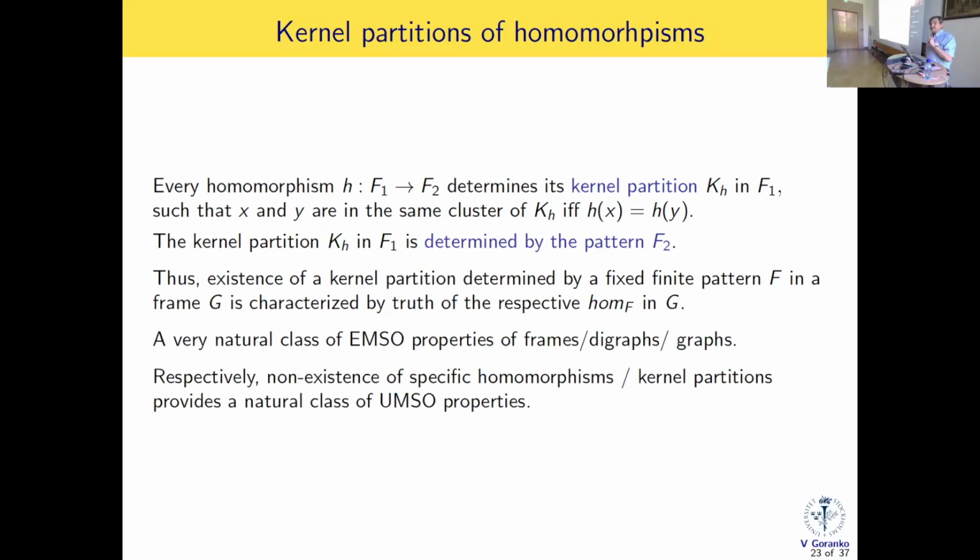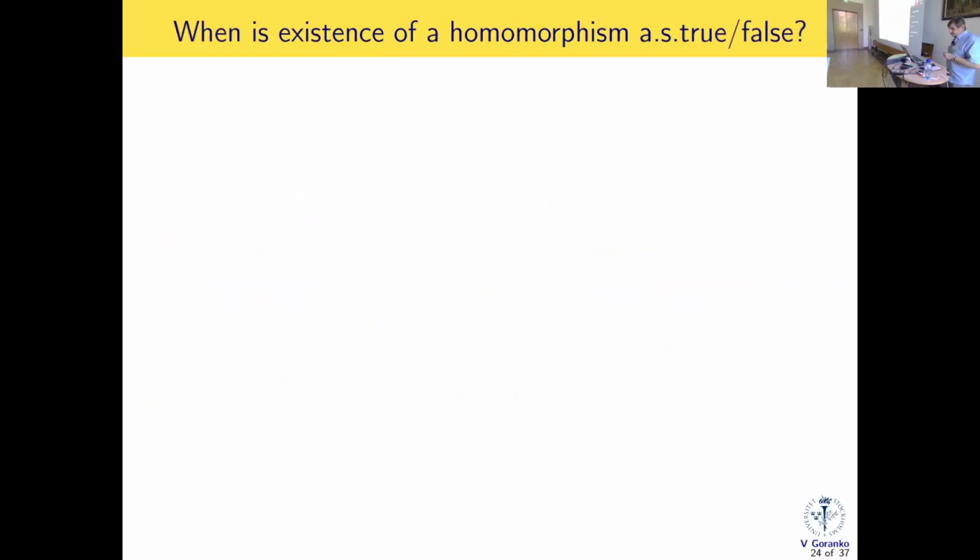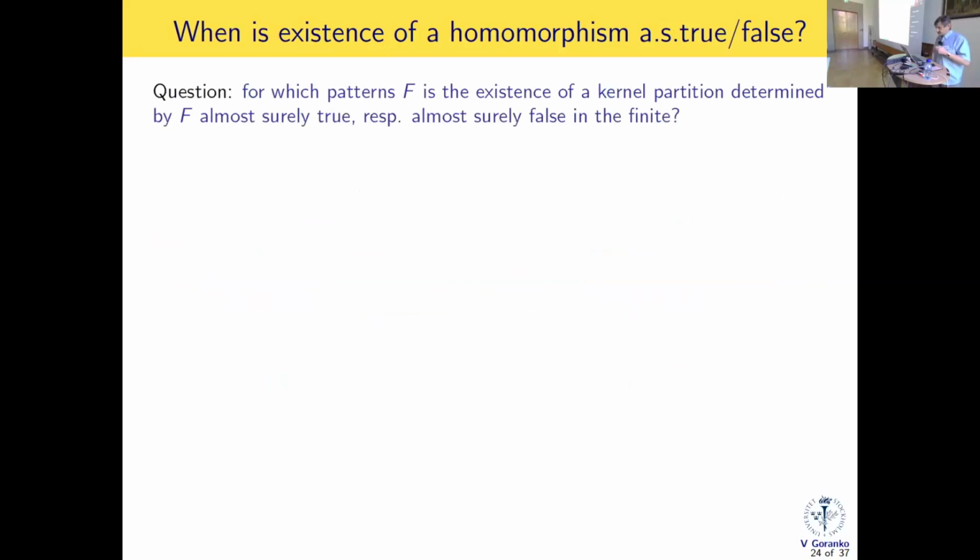Respectively, non-existence of such homomorphisms or kernel partitions would provide a natural class of universal MSO properties. And so the question is, how far can we get there? In other words, is this question whether such a homomorphism exists or not really useful and interesting? So let's look into this. Again, we fix the target frame, and then we ask whether a randomly chosen frame would have a homomorphism onto this one, and how likely or not this is.